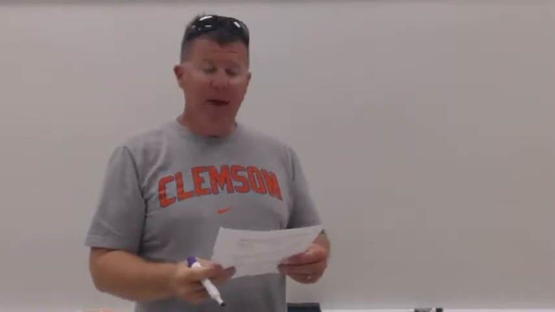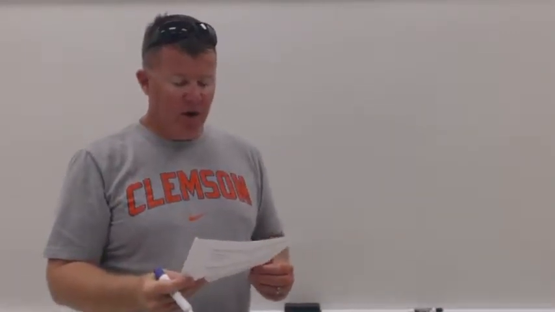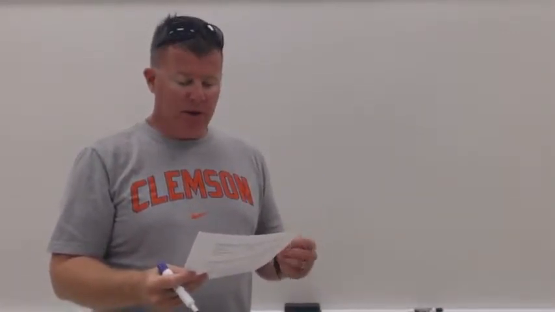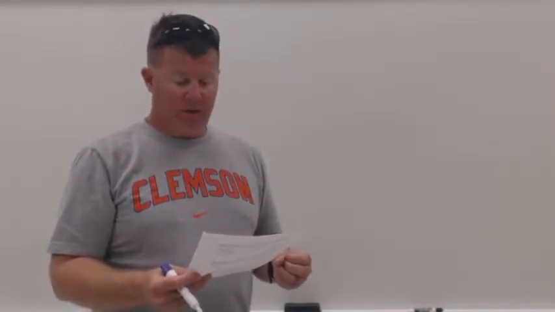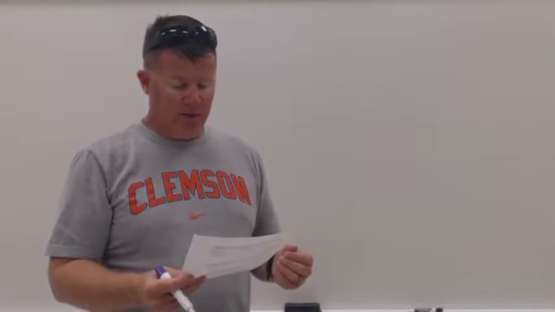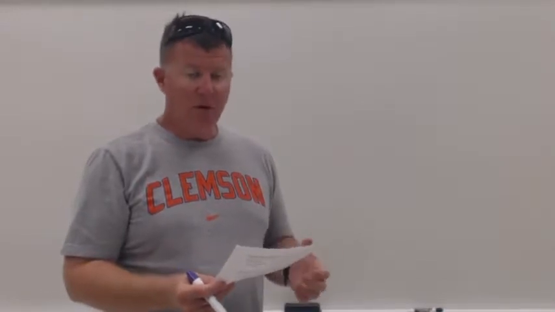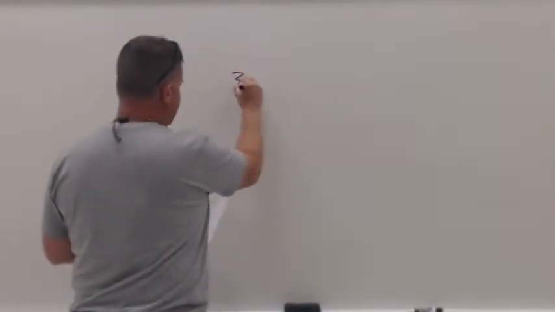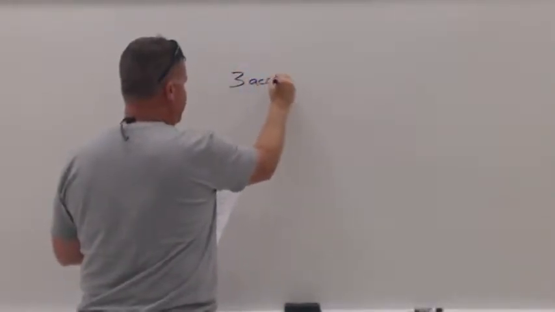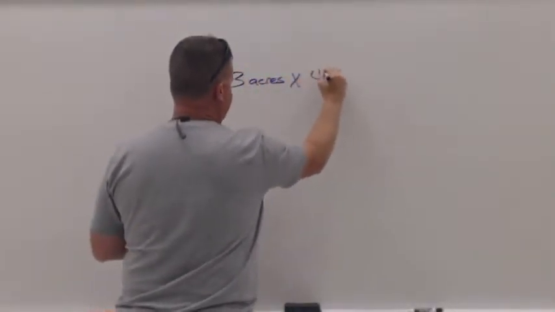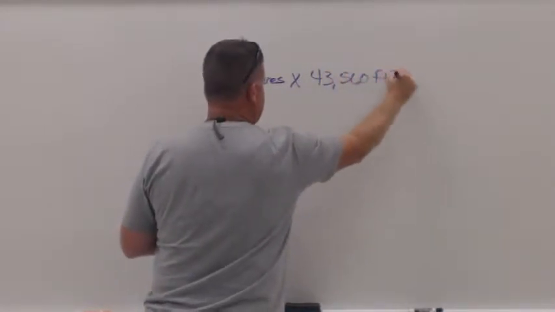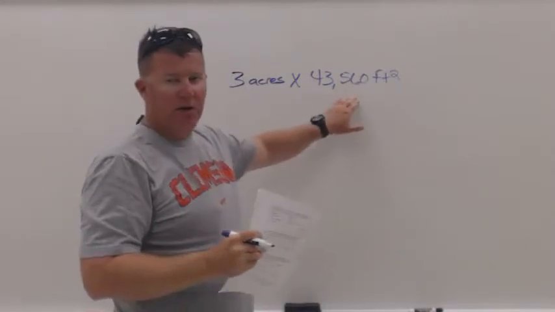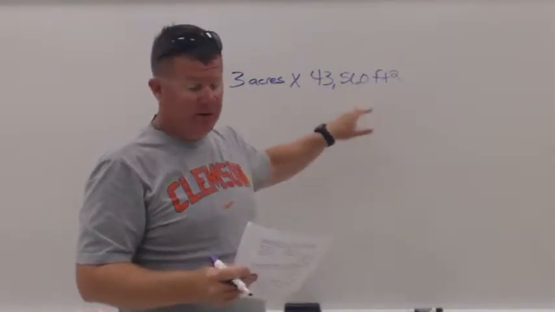And it states, how many pounds of granular fungicide are needed to treat 3 acres, assuming a label rate of 4 pounds per 1,000 square feet, round off to the nearest pound. So we have 3 acres. So we're going to start with what we have. We have 3 acres. We're going to go ahead and multiply it times 43,560 because that is how many square feet is in an acre.